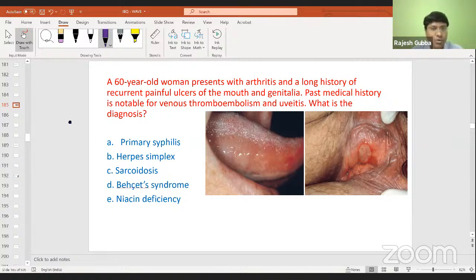A 60-year-old woman presents with arthritis and a long history of recurrent painful ulcers. Now, where are the ulcers present?